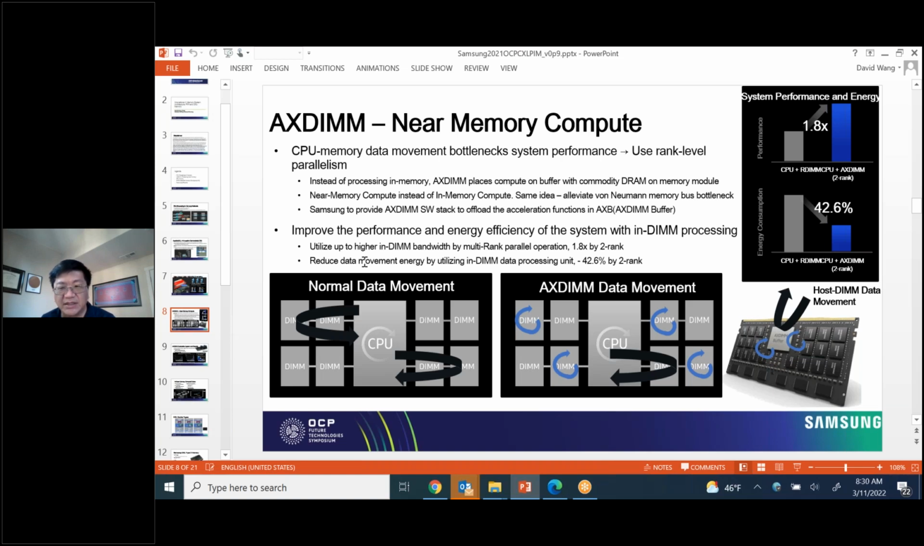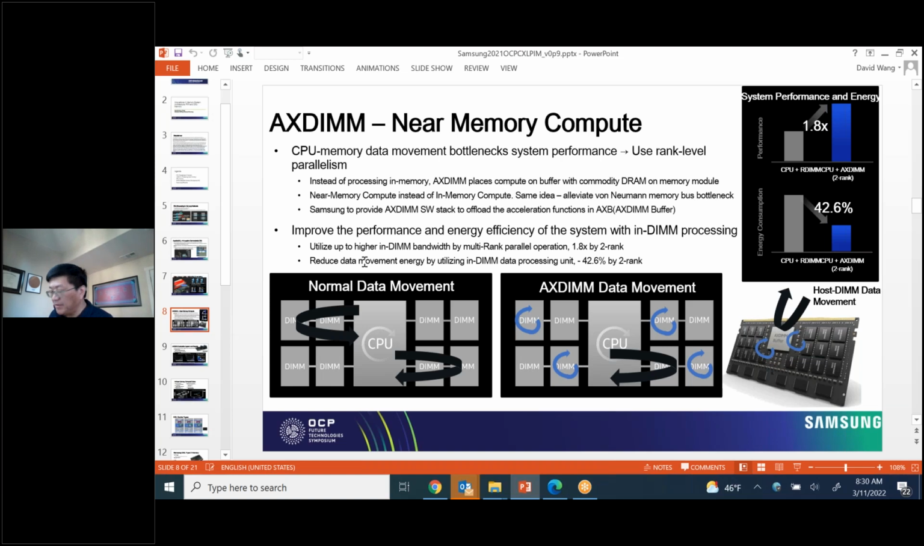So we're looking at this AxDIMM, which is basically the same concept, but instead of in memory, we're putting the logic on a local buffer device on the memory module itself. Again, the concept is the same. You're trying to eliminate or reduce the CPU to memory data movement, but you are intercepting it in a logic device between the CPU and memory.